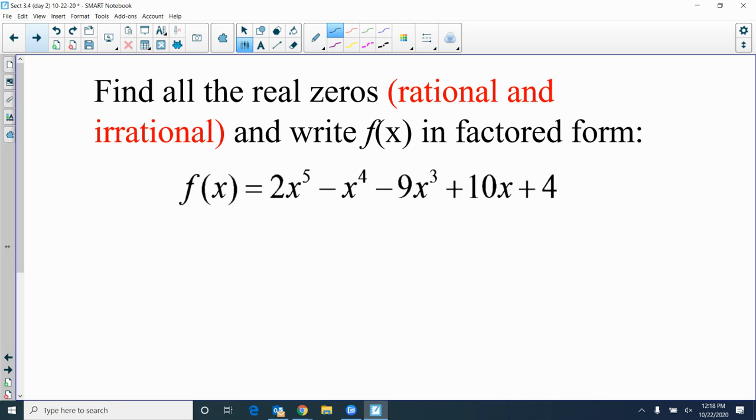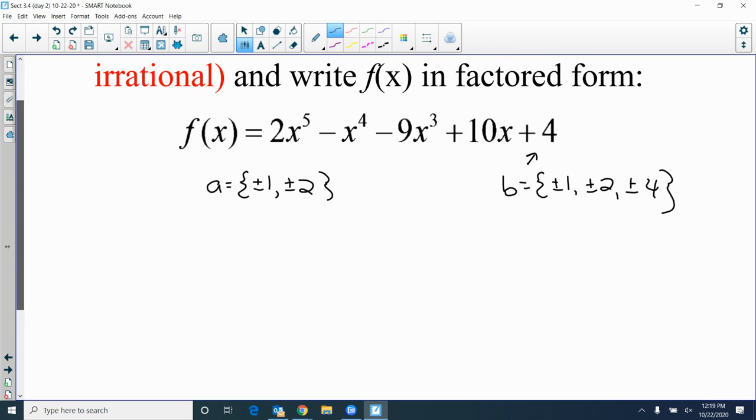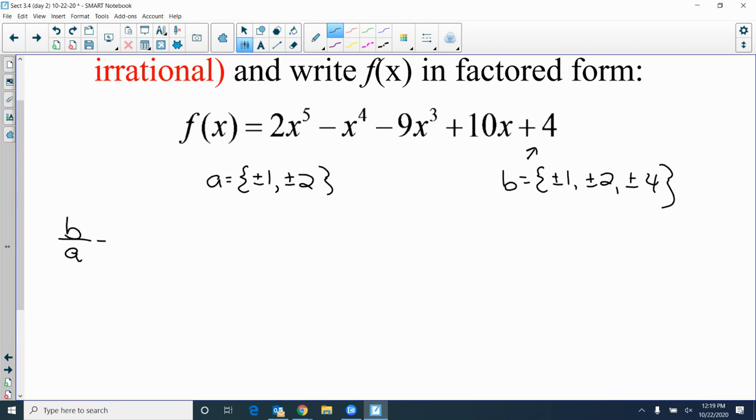All right, so my A's are plus or minus 1 and plus or minus 2. And my B's are 1, 2, and 4, all plus or minus. And B over A is plus or minus 1, plus or minus 2, plus or minus 4, and then I just get 1/2. That's the only extra one I get, because 2 divided by 2 is 1, and 4 divided by 2 is 2, and I already have those.